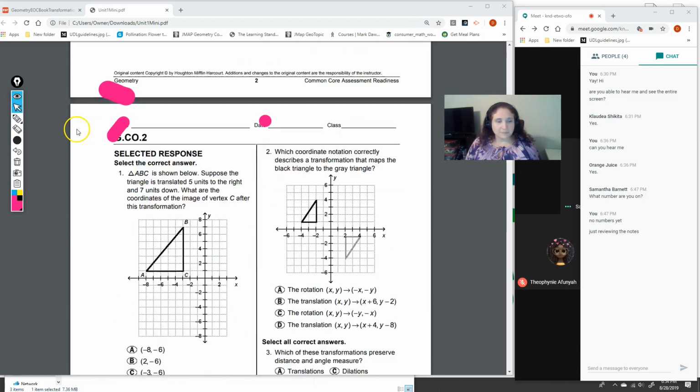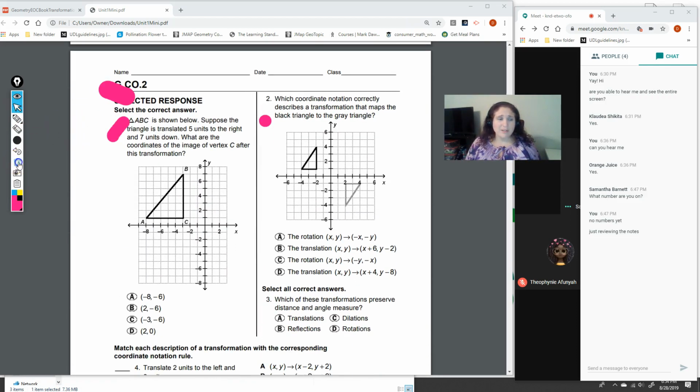Next. Okay, now we're going to transition to the next AKS. This relates specifically with the ability to do translations. Doing translations, at least one of the questions on your test relates to translations. We also have, of course, rotations and reflections. So here it says 12 units to the right and 7 units down.